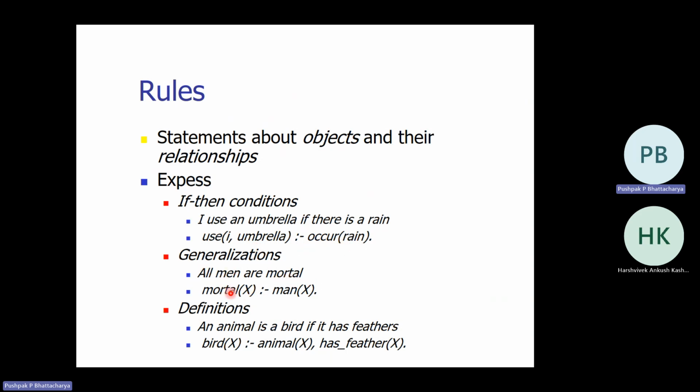Generalizations also can be captured. All men are mortal: mortal(X) :- man(X). This operator should be read as "if". An animal is a bird if it has feathers. This is a more complex statement: bird(X) :- animal(X), has_feather(X). This is how Prolog expresses rules.